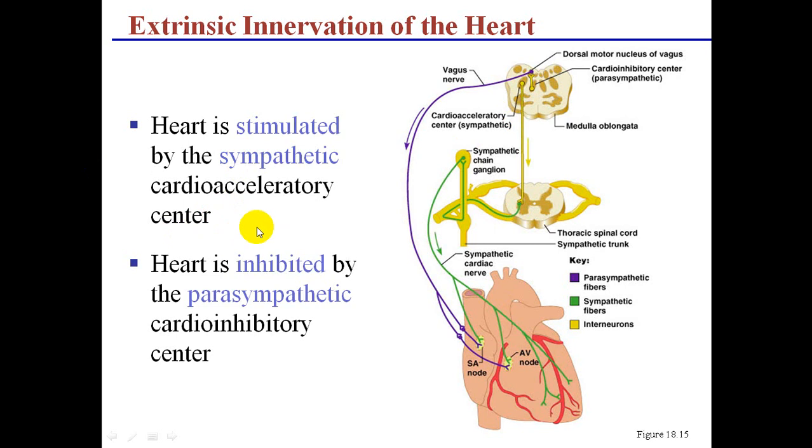The heart is inhibited by the parasympathetic, which is by the vagus nerve, with its nucleus in the dorsal motor nucleus of the vagus nerve, going down to innervate the heart. So there are 2 centers, cardioacceleratory and cardioinhibitory. Cardioacceleratory is by sympathetic stimulation, cardioinhibitory by parasympathetic stimulation.